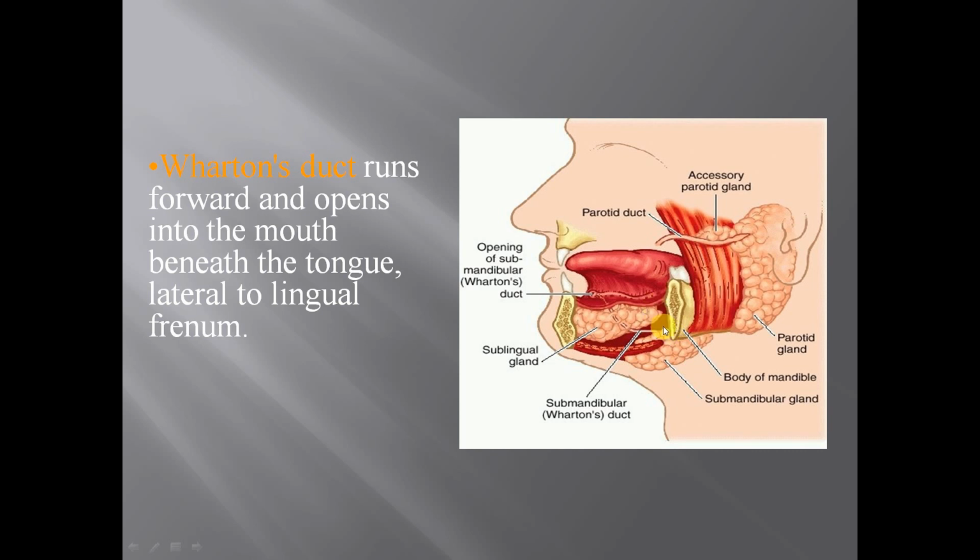This is the Wharton's duct. The Wharton's duct runs forward and opens into the mouth beneath the tongue and lateral to the lingual frenum. The duct associated with the parotid is Stenson's duct, and the duct associated with the submandibular gland is Wharton's duct.